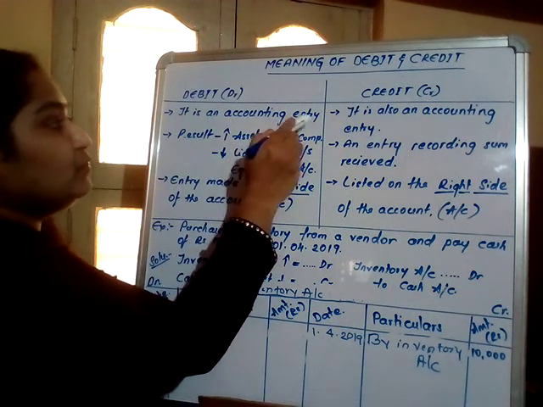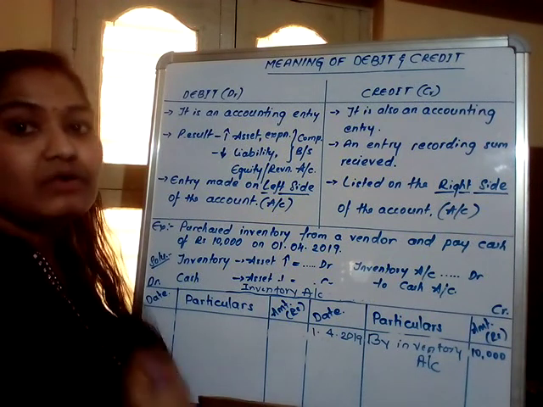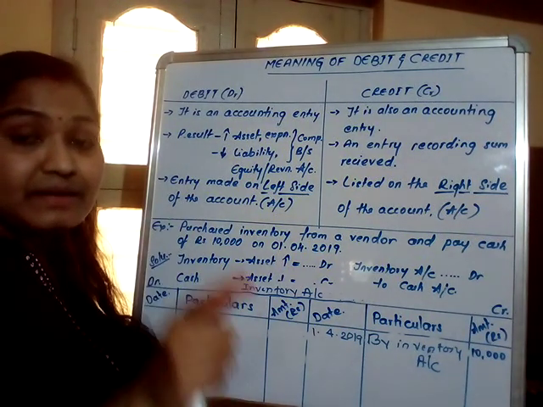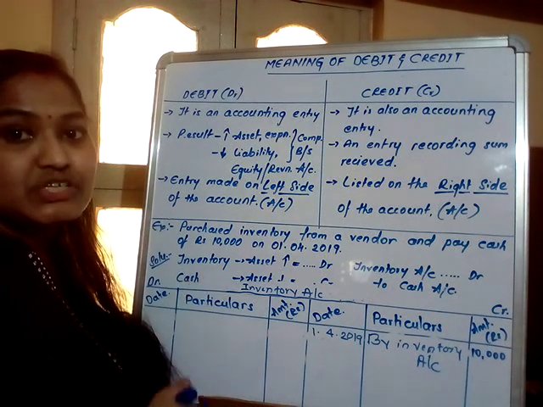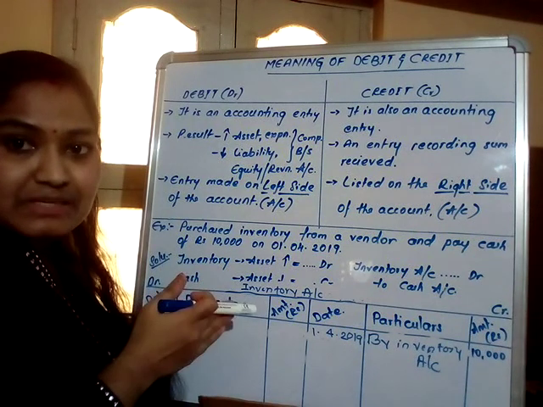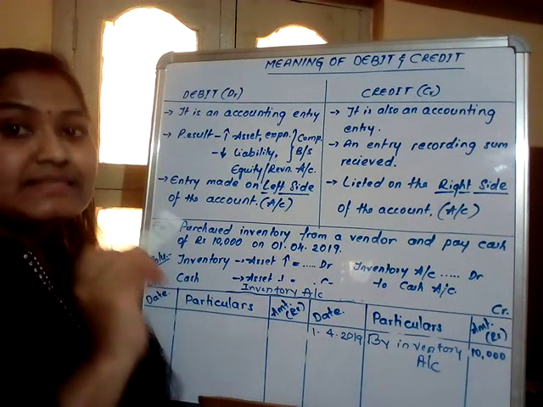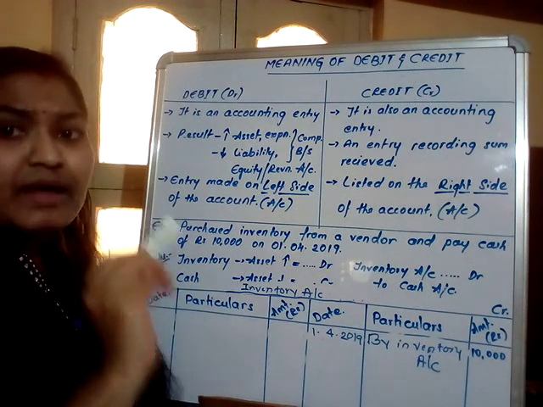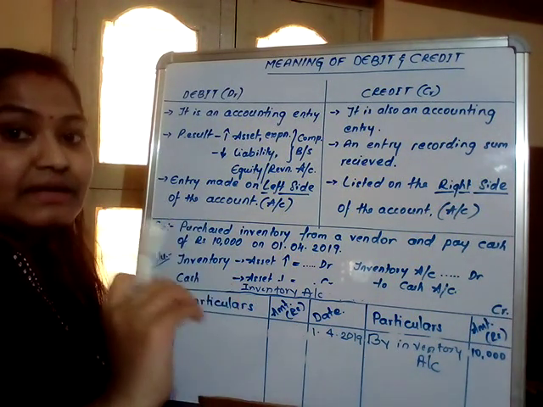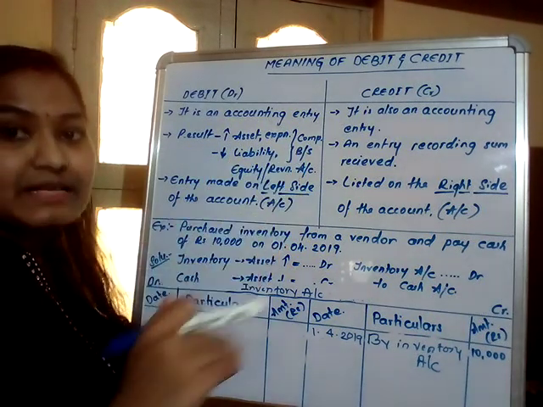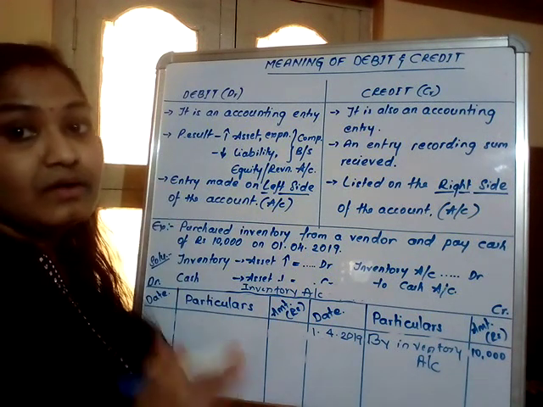It is an accounting entry and it is made on the left side of the account. Debit is simply an accounting entry, but it is posted on the left side of the accounts. It is debited when increasing an asset or increasing the expenses of any transaction. While reading the transaction, if you feel that the assets of the company or the expenses of the company are increasing, in that case that transaction is to be debited.